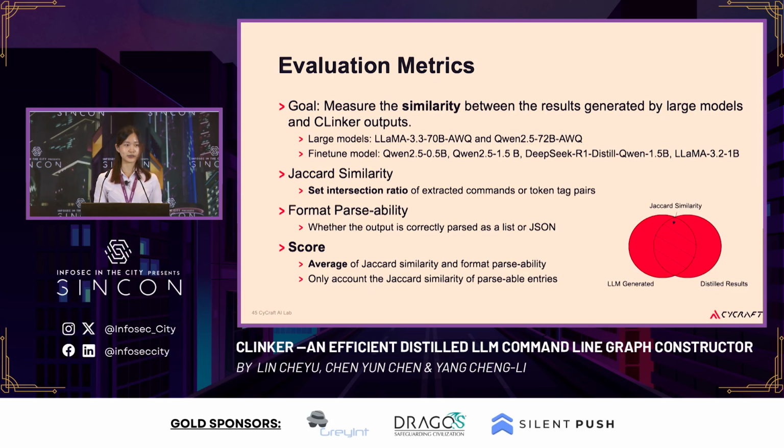Besides Jaccard similarity, we also have format parsability, meaning whether the model's output can actually be parsed, either as a proper list or a valid JSON. This tells us if the output is even parsable. Finally, we define a composite score that averages these two metrics, Jaccard similarity and format parsability. For Jaccard similarity, we only include entries where the outputs are successfully parsed, since you can't compare the structure if you can't parse them in the first place.